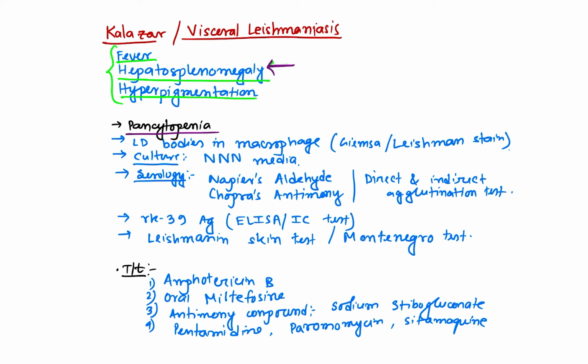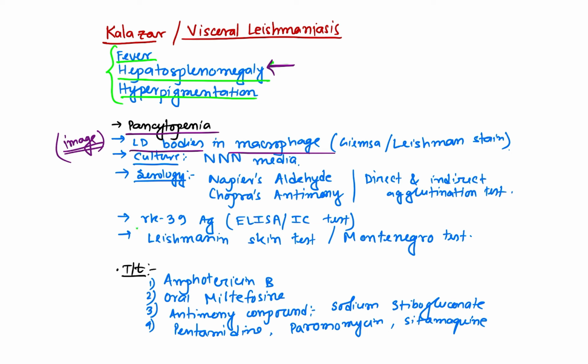You will find LD bodies in the macrophages with Giemsa stain and Leishman stain. So this is a very important image based question. Kindly follow the image of LD bodies in macrophages. This is very important, can be asked in the upcoming exam. Culture media for Leishmania is NNN media. Serology tests like Napier's aldehyde test and Chopra's antimony test will be helpful to diagnose.